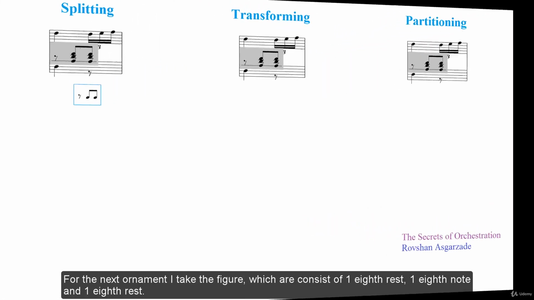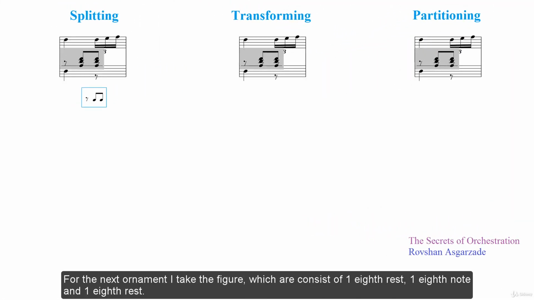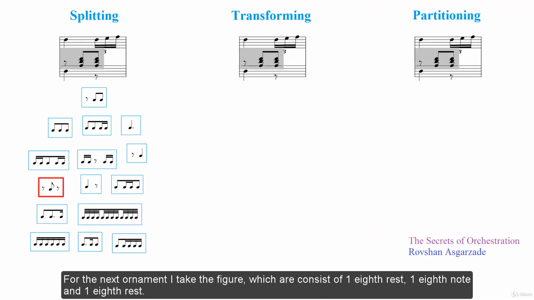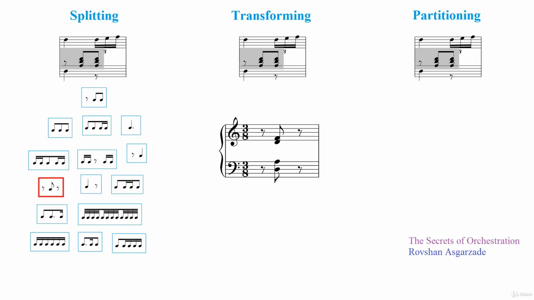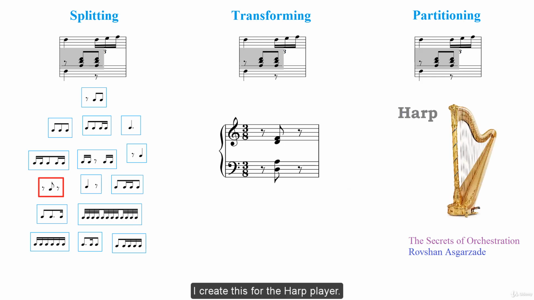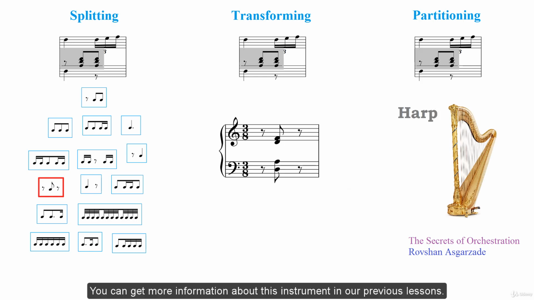For the next ornament, I take the figure which consists of one eighth rest, one eighth note, and one eighth rest. In the transforming step, I am adding harmony and doubling some notes from the chord. I create this for the harp player. You can get more information about this instrument in our previous lesson.